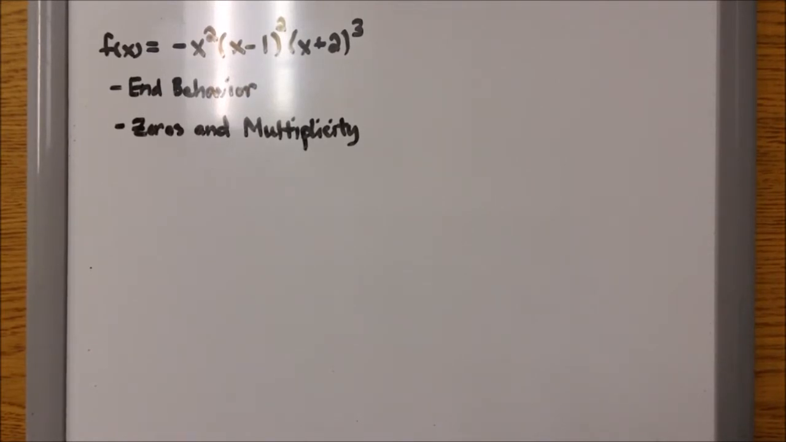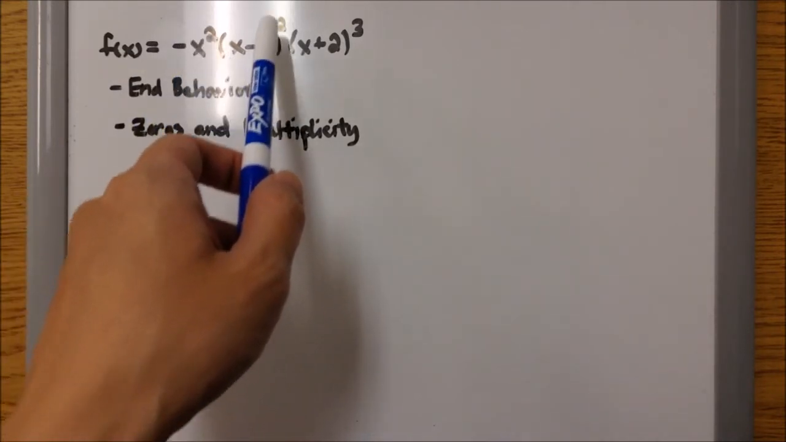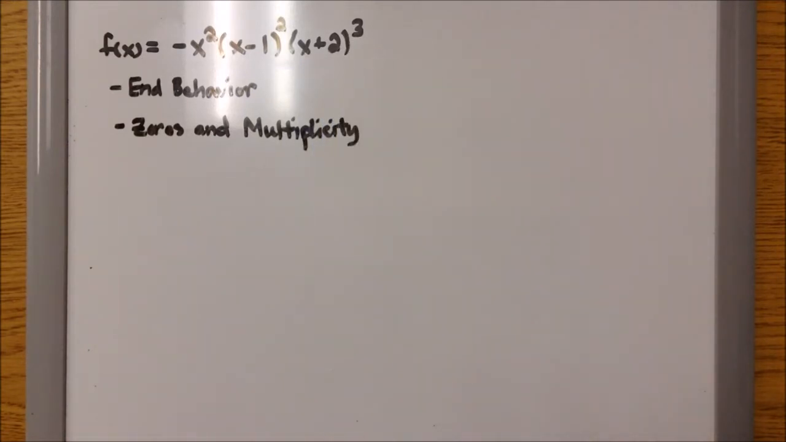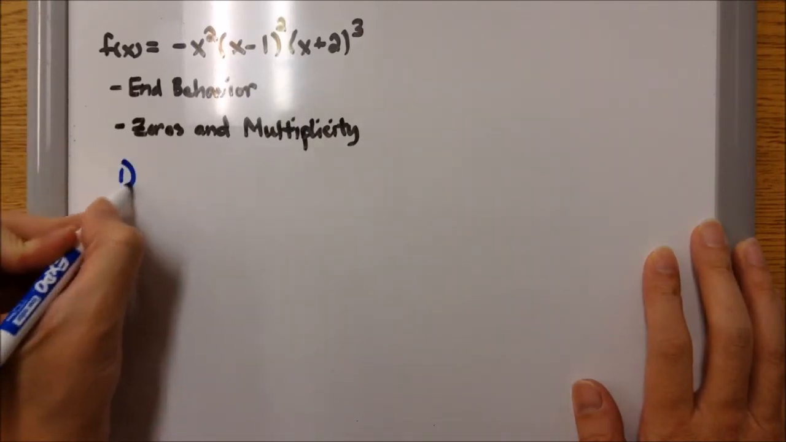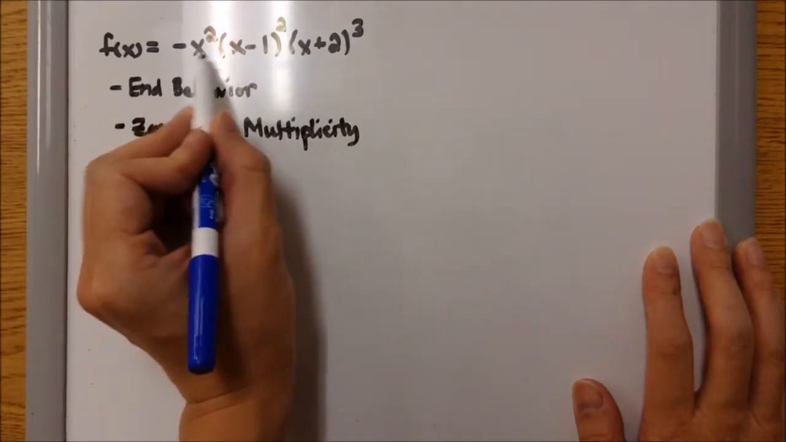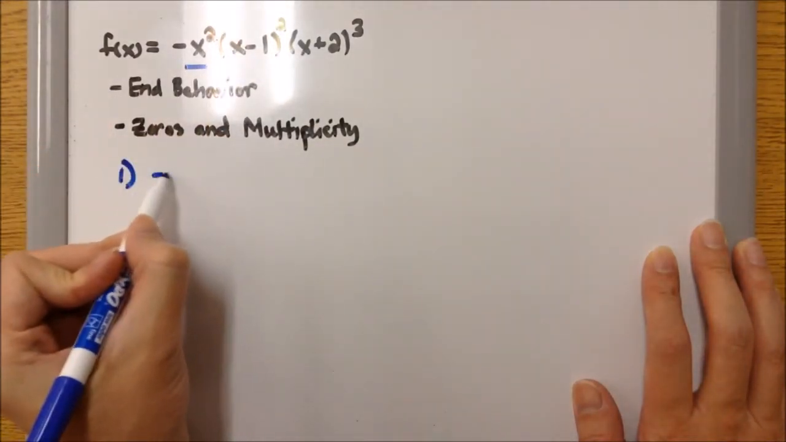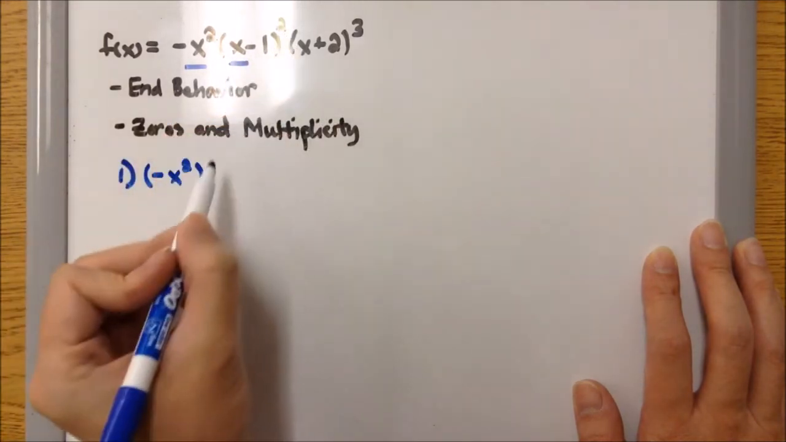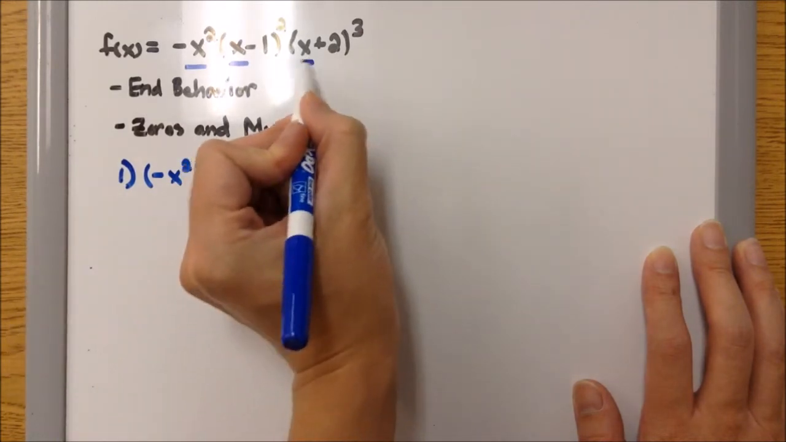Alright, so in this second example, we have f of x equals -x squared times x minus 1 squared times x plus 2 to the third power. So let's talk about end behavior. In order to do end behavior, we've got to get all the leading x's with their exponents. So first one, -x squared times x, another x squared, but positive, and then x to the third.